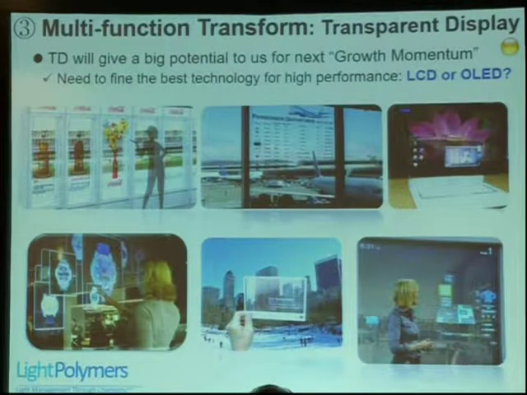Okay, this is a multifunction transform display. A window will be transformed into a display.